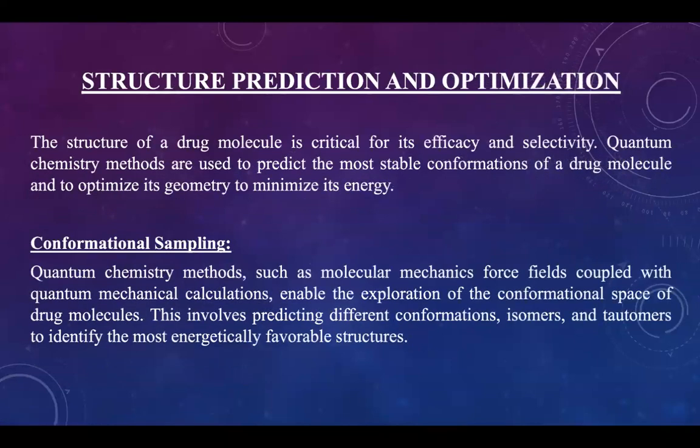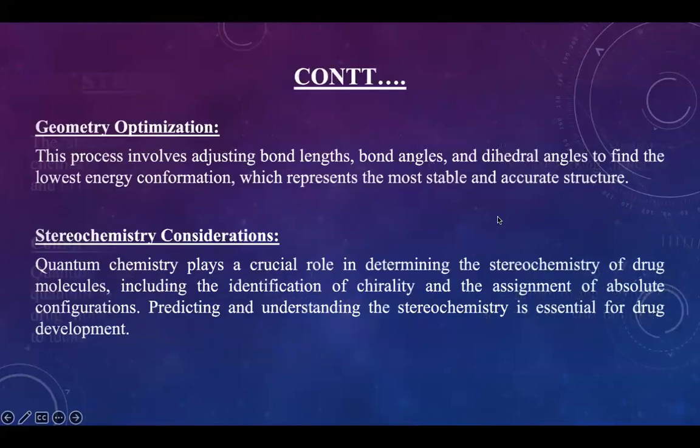Structure prediction and optimization. The structure of a drug molecule is critical for its efficacy and selectivity. Quantum chemistry methods are used to predict the most stable conformation of drug molecules and to optimize its geometry to minimize its energy. Conformational sampling. Quantum chemistry methods such as molecular mechanics force fields coupled with quantum mechanical calculations enable the exploration of the conformational space of drug molecules. This involves predicting different conformations, isomers and tautomers to identify the most energetically favorable structures.